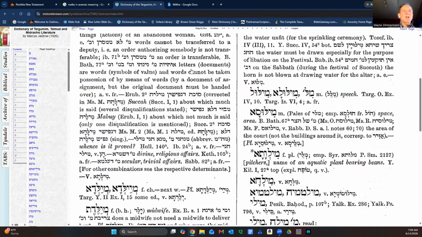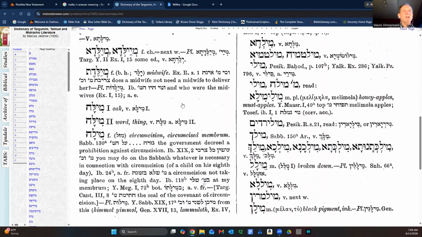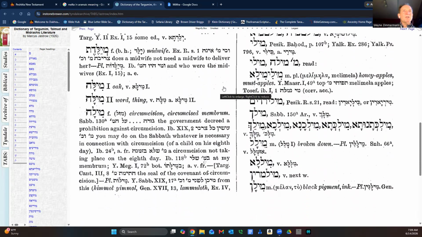So as we scroll down, we see a related meaning here, another entry for word or thing, but the word for circumcision is also pronounced milah. It has slightly different spelling, with the yod and the he ending, but it has the exact same pronunciation, which caused me a little bit of interest. But remembering that circumcision, while we may think of it as the physical act, is really a covenant. And so here we see it's a seal of a covenant. It was the covenant between God and Abraham.